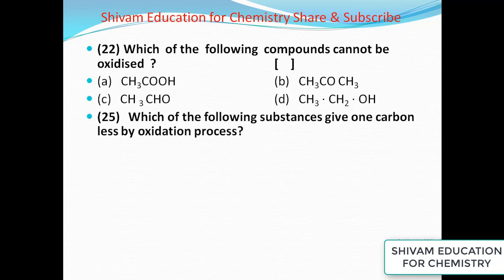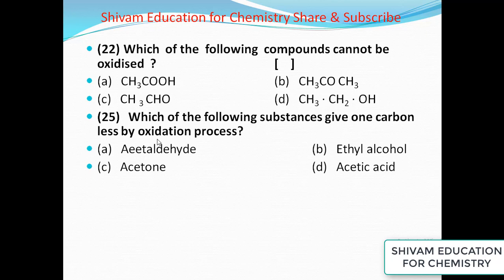Now, which of the following substances gives one carbon atom less by oxidation process? We have studied that by oxidation of ketone, whatever carboxylic acid is obtained, it always has one carbon atom less. So here, by oxidation of acetone, we will get acetic acid, having one carbon atom less. So the answer is C, acetone.